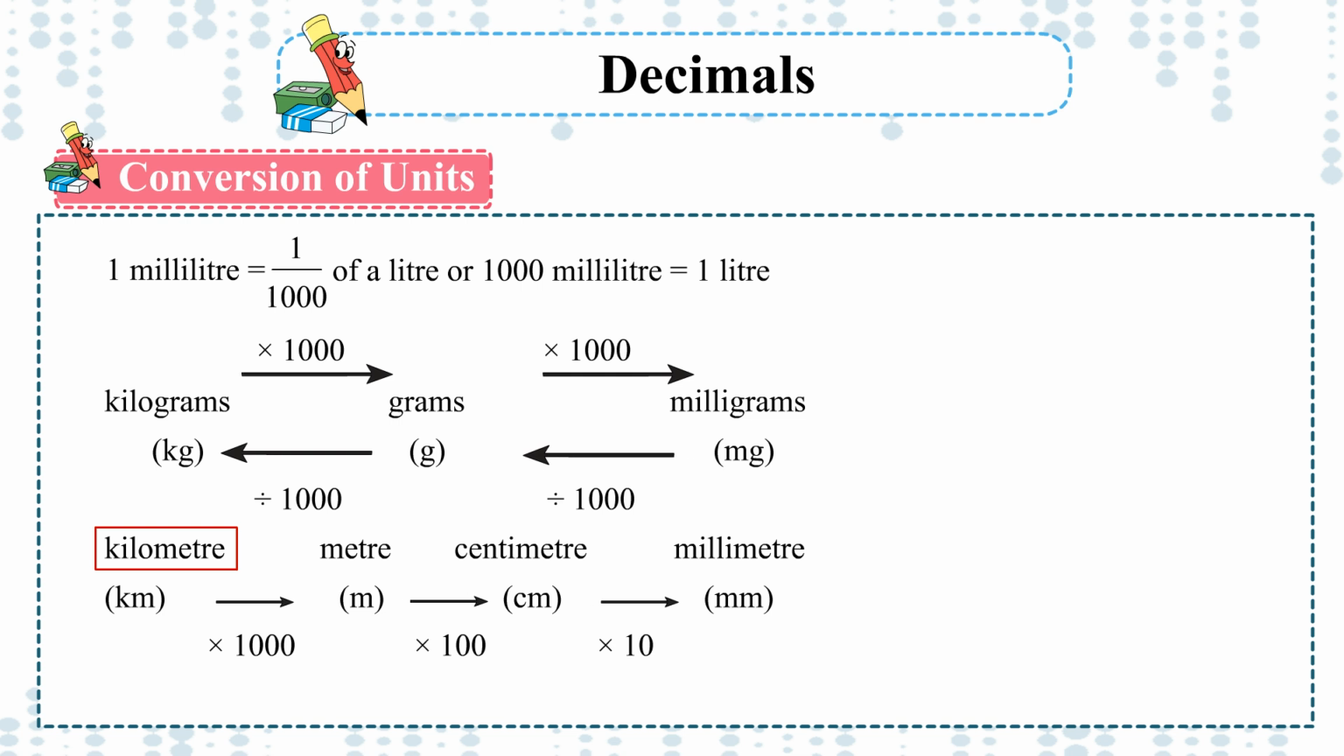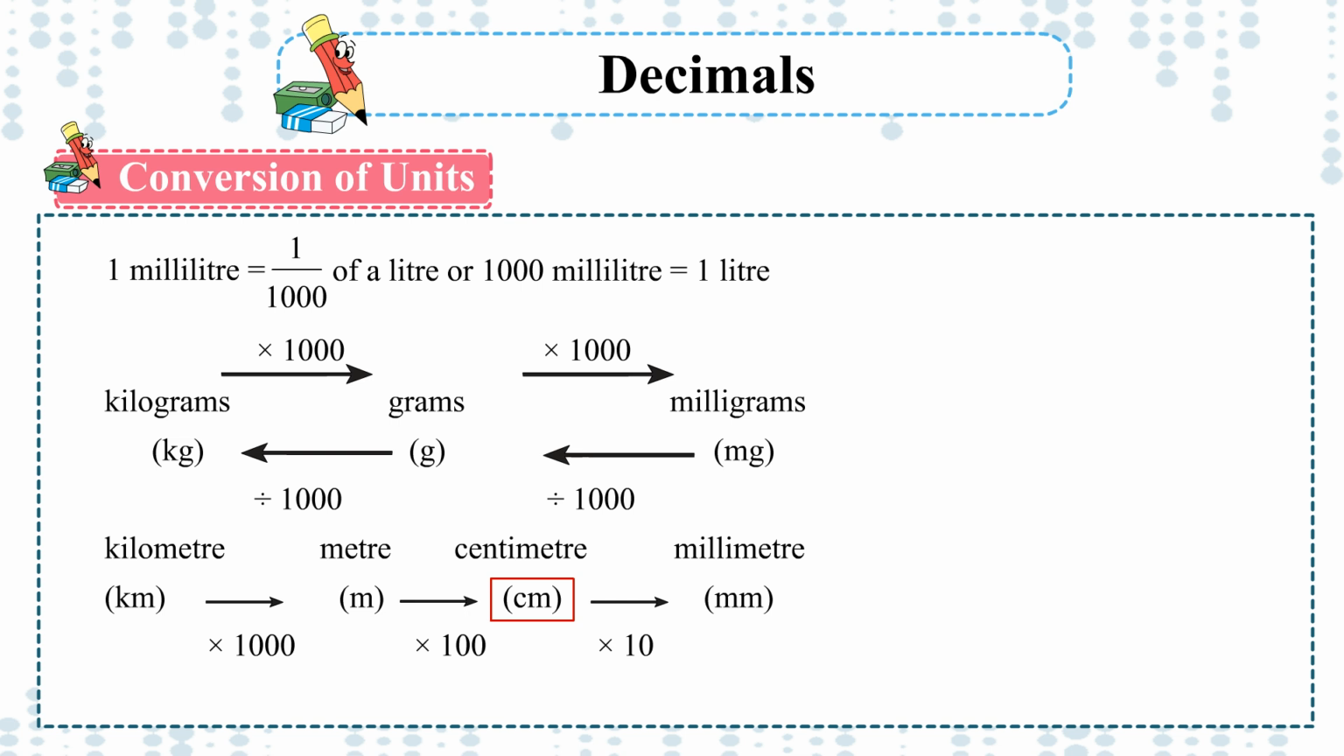Kilometer. 1 kilometer is written as km. Now, how to convert one unit into another? 1 kilometer is equal to 1000 meter. So 1 multiplied by 1000. Then it becomes meter. Meter is written as m. 1 meter is equal to 100 centimeter. So 1 multiplied by 100 centimeter. Centimeter is written as cm.